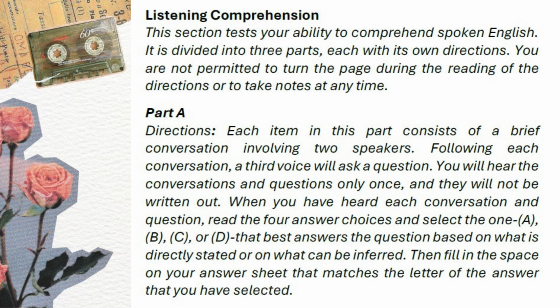Part A. Directions. Each item in this part consists of a brief conversation involving 2 speakers. Following each conversation, a third voice will ask a question. You will hear the conversations and questions only once, and they will not be written out. When you have heard each conversation and question, read the 4 answer choices and select the one, A, B, C, or D, that best answers the question based on what is directly stated or on what can be inferred. Then fill in the space on your answer sheet that matches the letter of the answer that you have selected.